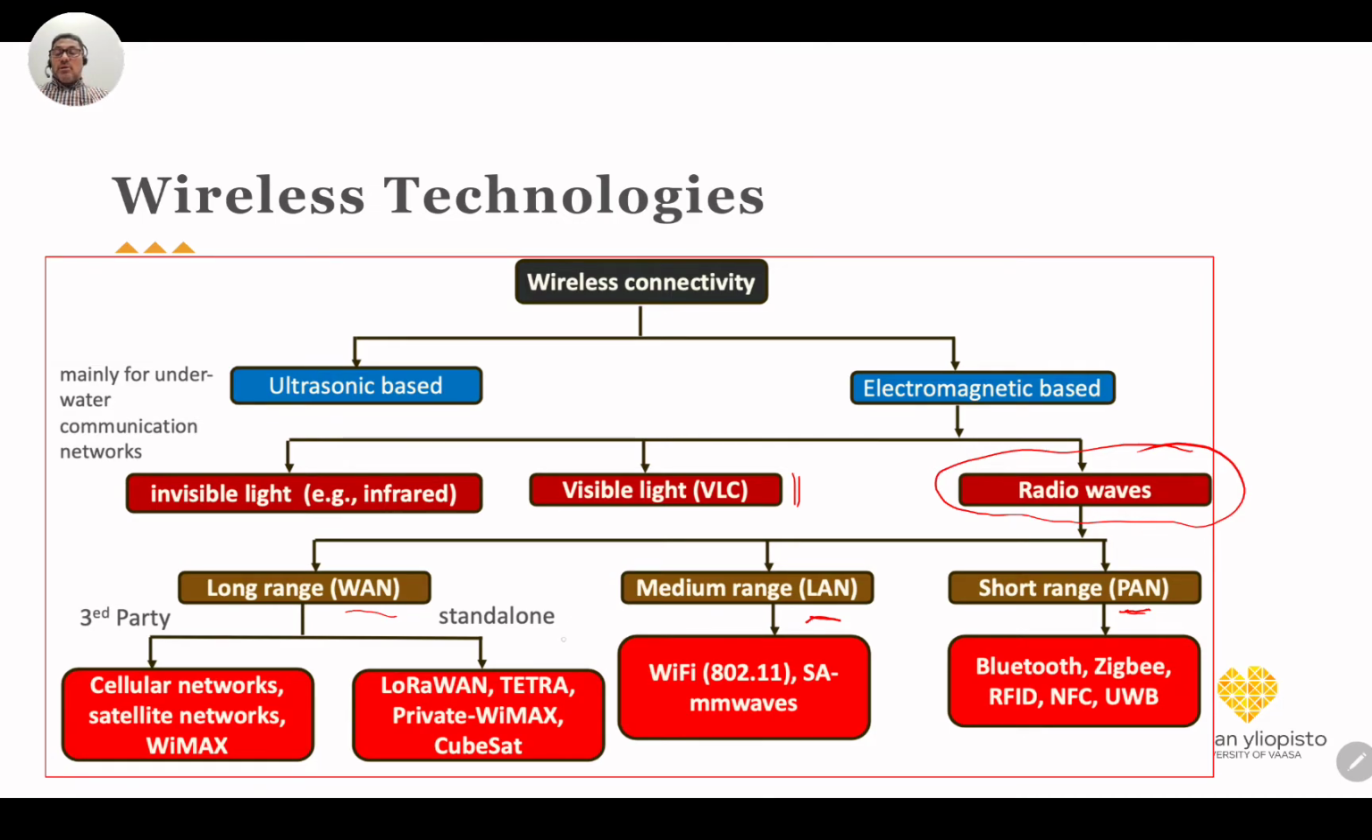And we have Tetra communication system. We have private WiMAX. So WiMAX, even if it is not anymore that famous, because many companies replaced it with this LTE advanced, and also the coming 5G. However, of course, the standard is still there, and maybe some companies are interested to buy the transceivers and antennas for this WiMAX to build their own private communication network. And we have also CubeSat.